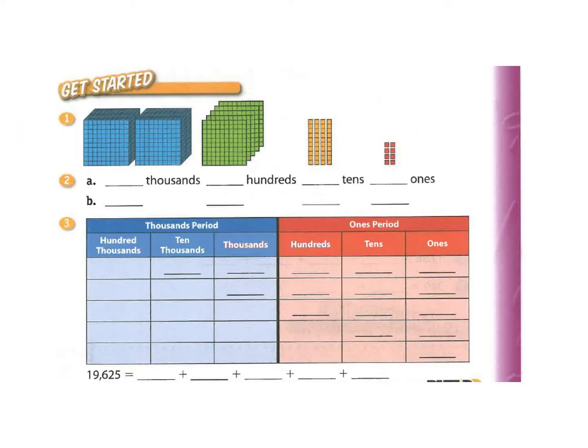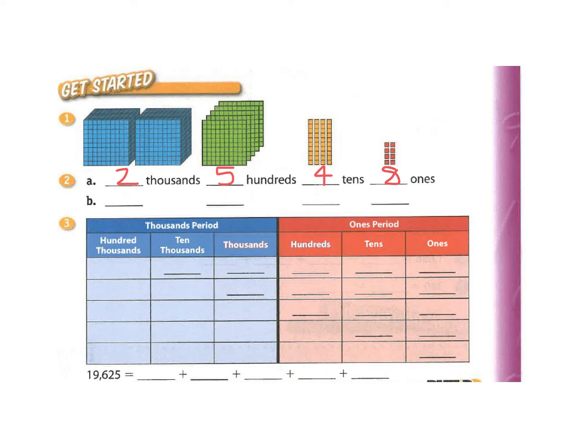So let's look at these examples. If we look here at the blocks, we see we have 2 thousands. So we're going to write a 2 in the thousands. We have 1, 2, 3, 4, 5 hundreds. So we're going to write a 5 in the hundreds. And then we can see that we have 1, 2, 3, 4 tens. So write a 4 in the tens. And then 1, 2, 3, 4, 5, 6, 7, 8 ones. So write these down on your paper for lesson 2.